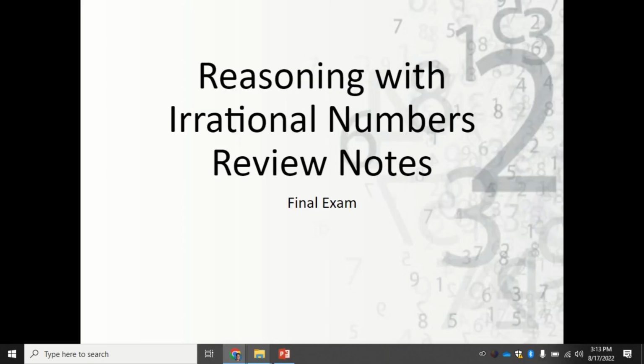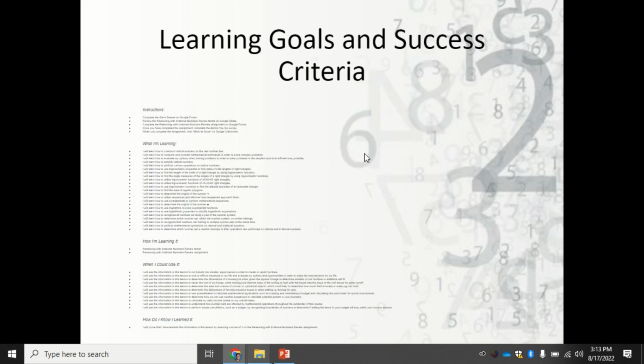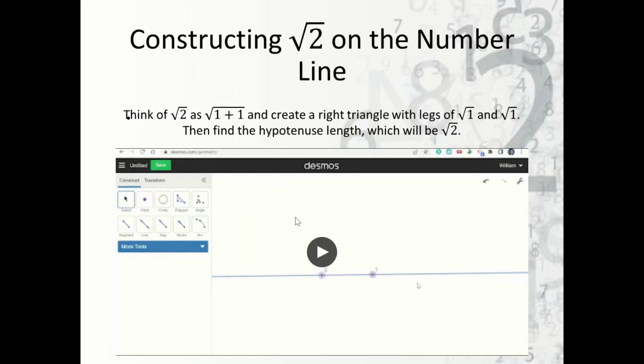Let's take a look now at the Reasoning with Irrational Numbers review notes. The notes begin with the learning goals and success criteria. Now here's a video that shows you how to construct square root of 2 on the number line. Now the hint that you need to know is we're going to think of square root of 2 as being square root of 1 plus 1.